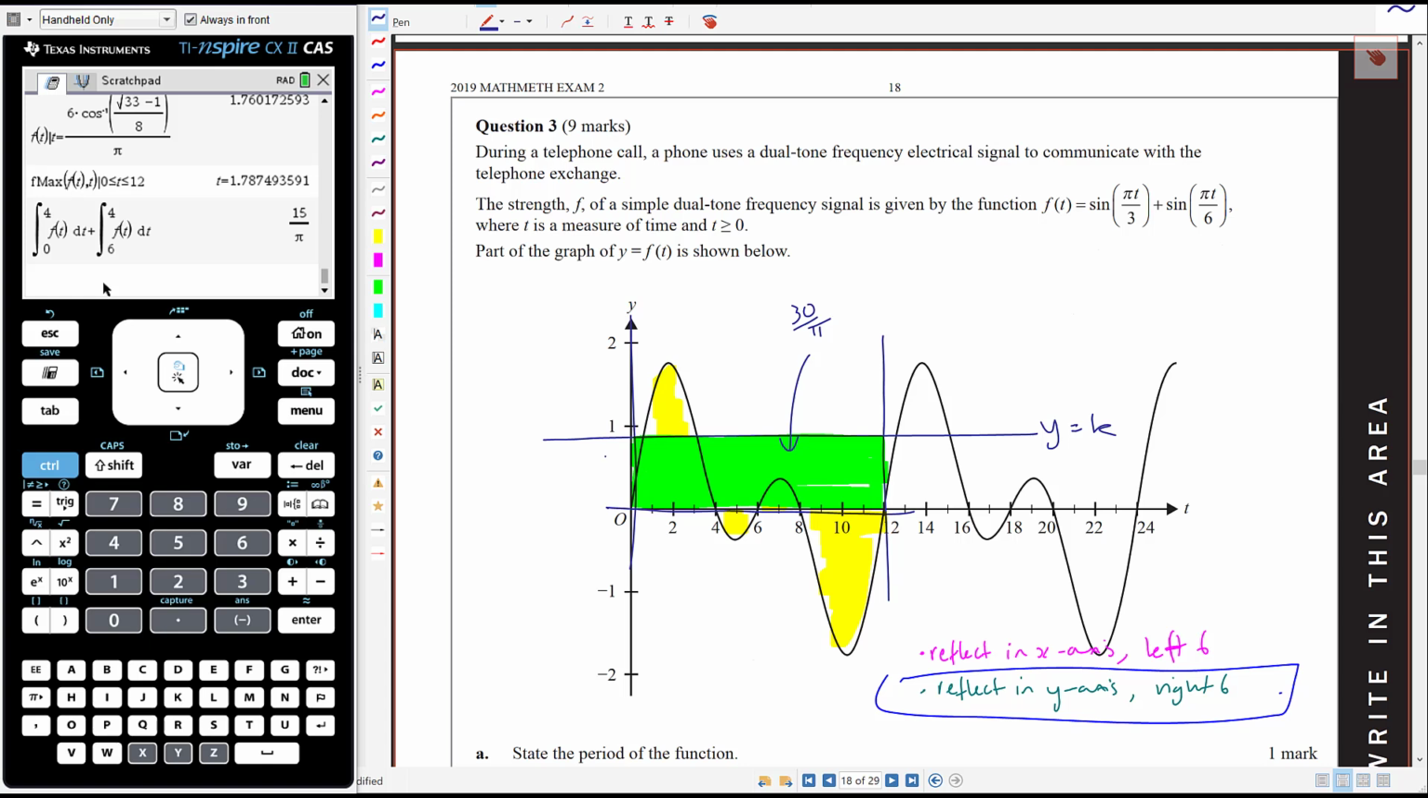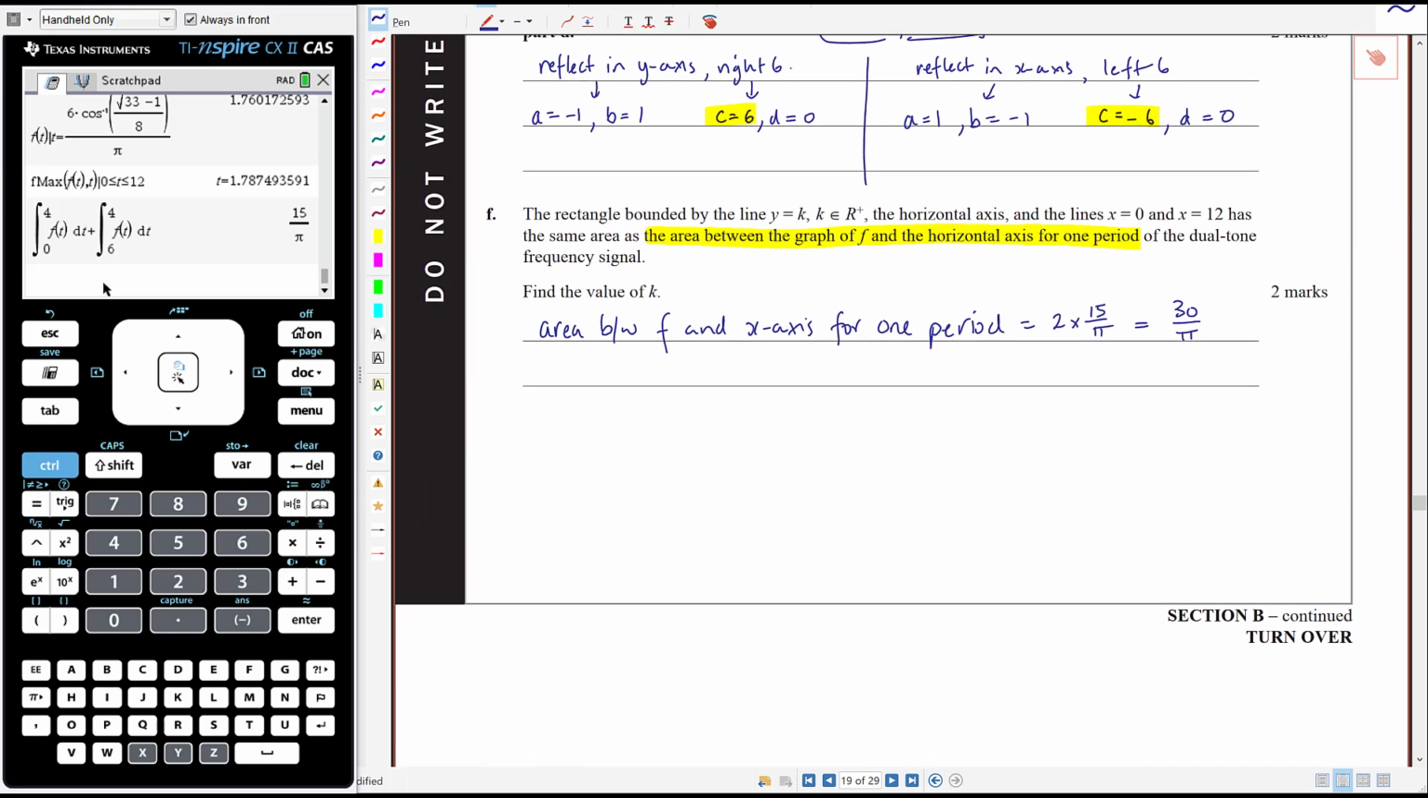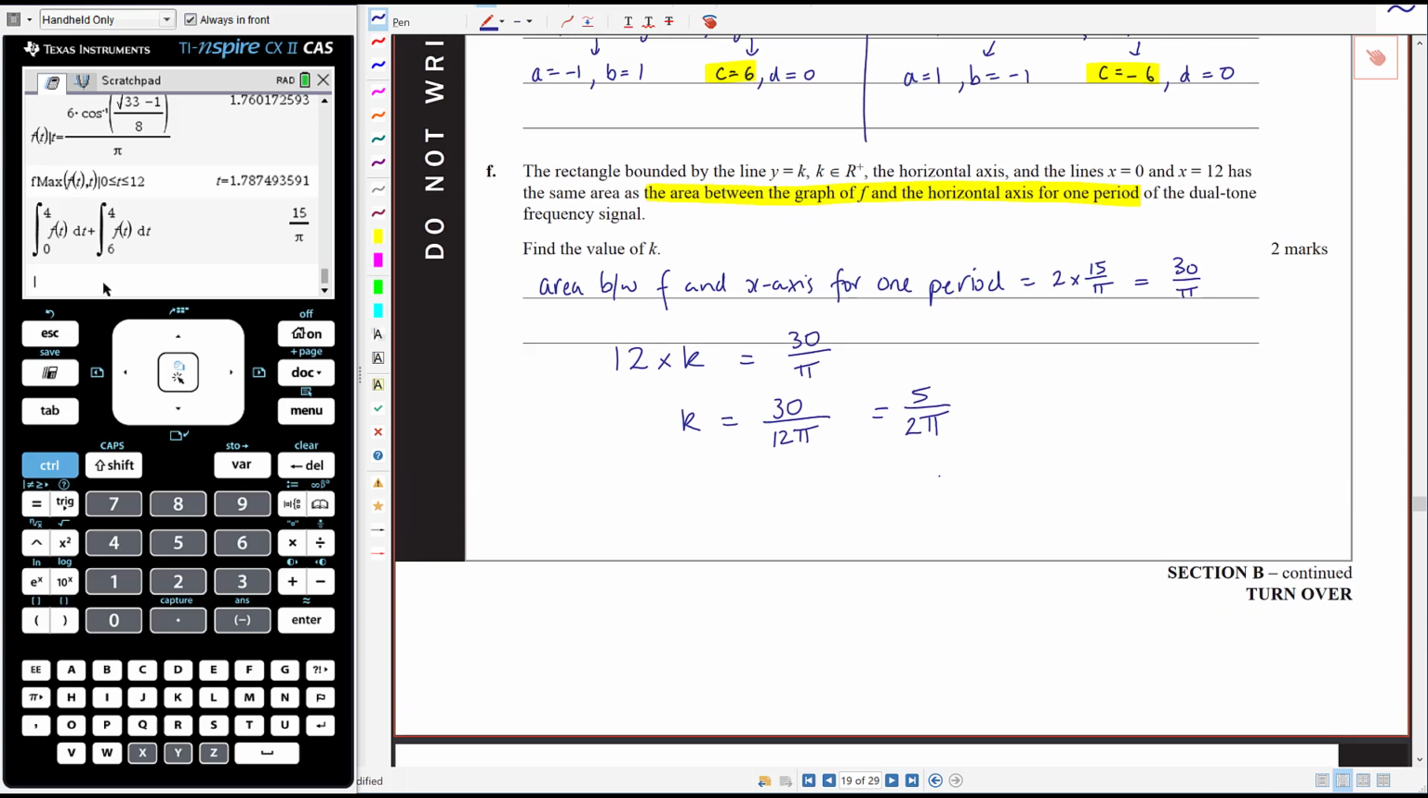Now that green area, that's just simply a rectangle with a height of k and a width of 12. Okay, so all we need is 12 times k has to equal 30 on pi. This is actually a really straightforward question. So we need 12 times k to be equal to 30 on pi, and so that means k has to be equal to 30 on 12 pi, which is 5 on 2 pi. Okay, so 2 marks again.